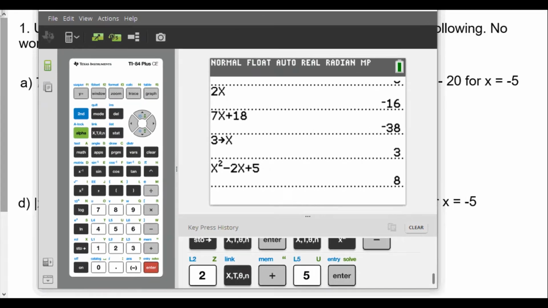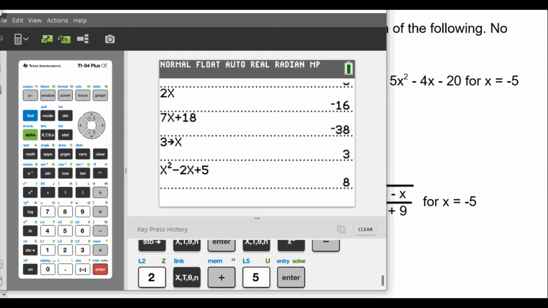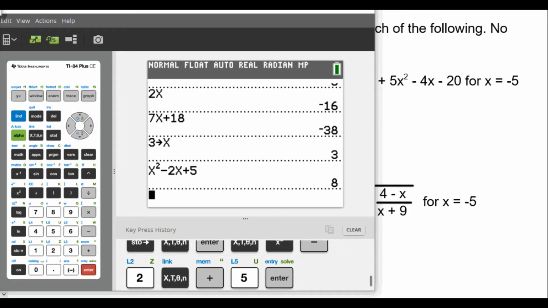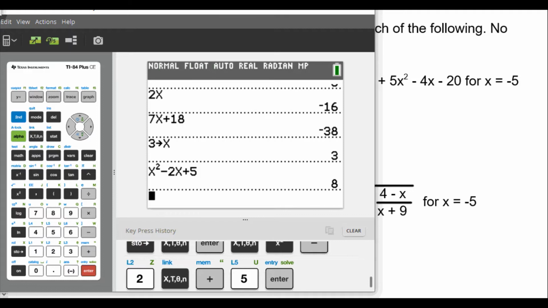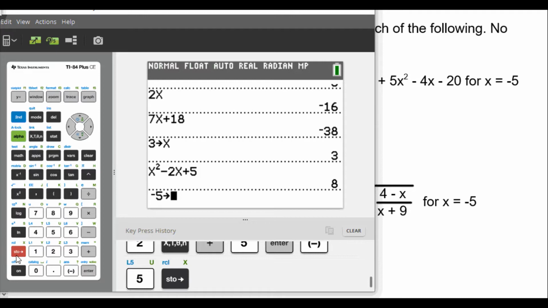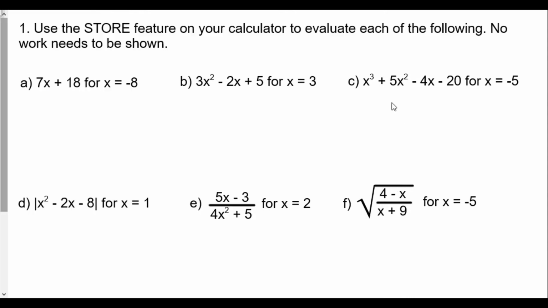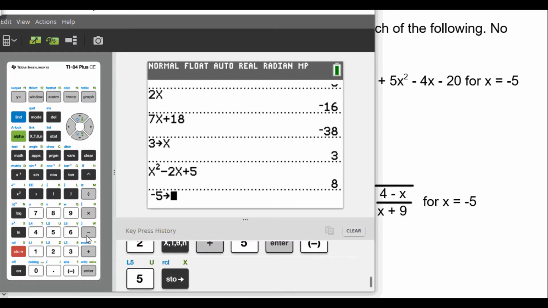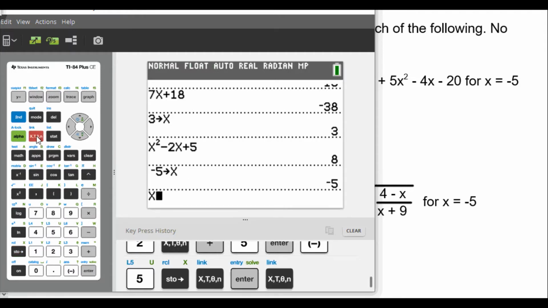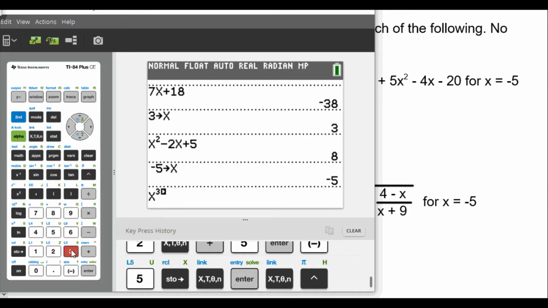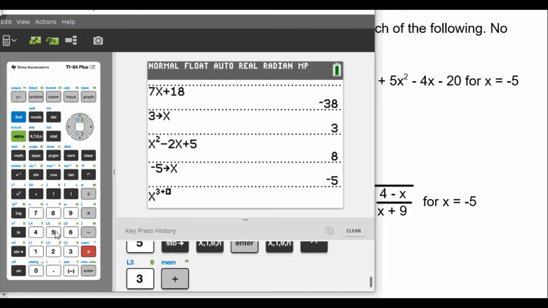So let's look at the third problem. Ooh, it's a long one. We're going to store x equals -5. This is part C, in case you didn't see. Here's C: x cubed plus 5x squared minus 4x minus 20. So we put -5, store, x, enter. Now we take x cubed, x raised to the third power, plus 5x squared.